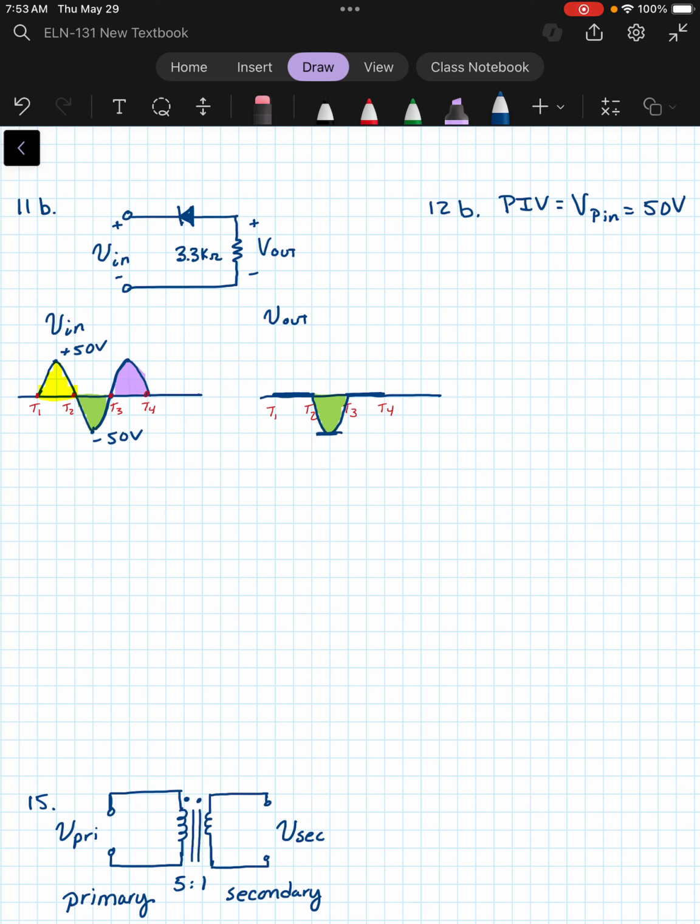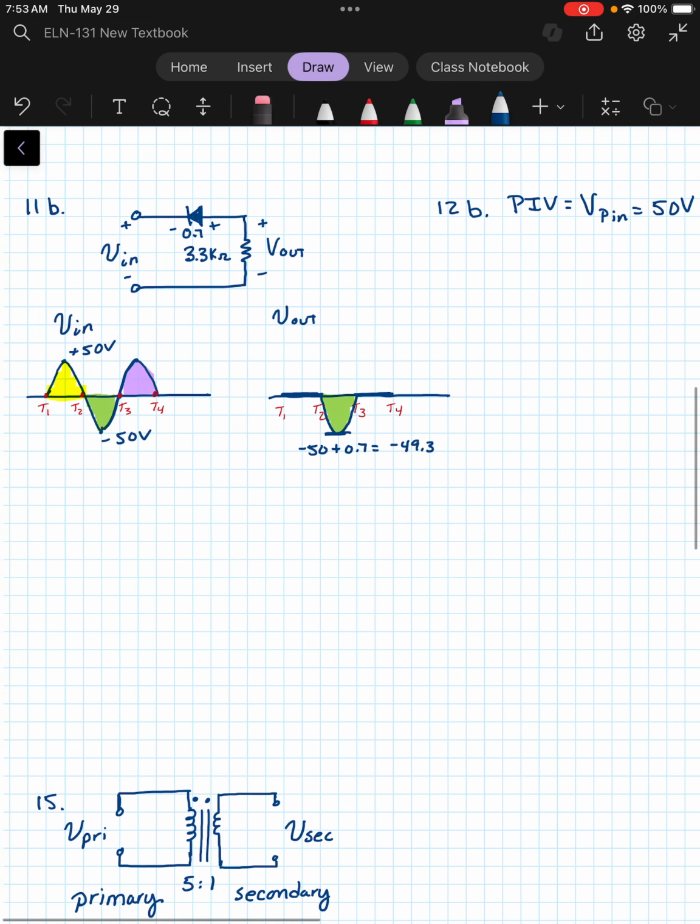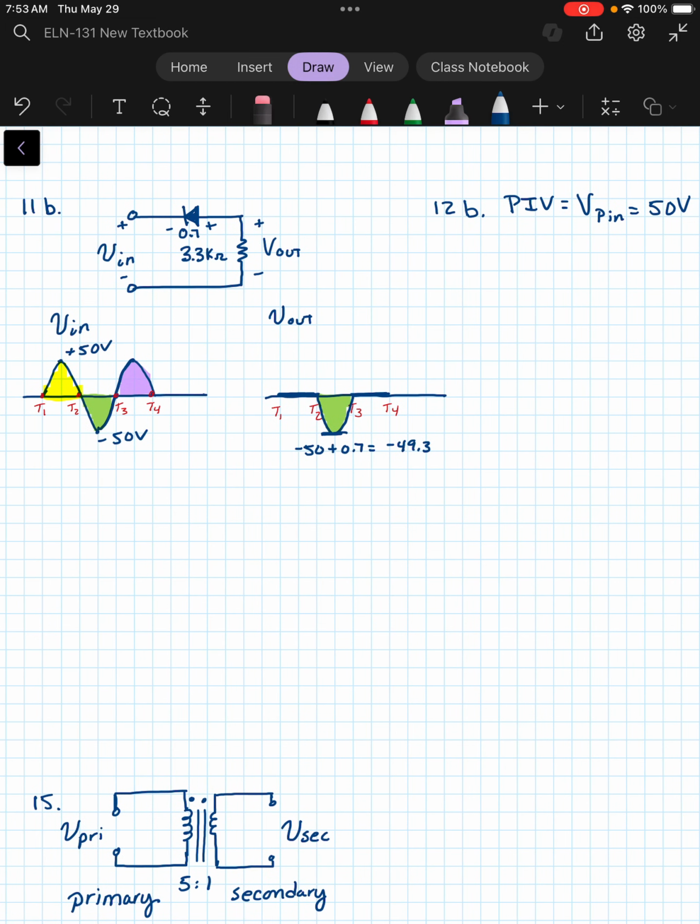And I forgot to mention that the negative peak here would be, remember you've got this 0.7 volt drop across the diode, so it would be minus 50 plus 0.7 on its way to the output, which would be minus 49.3, as we have dropped that 0.7 volts there. Okay, so that's number 11.